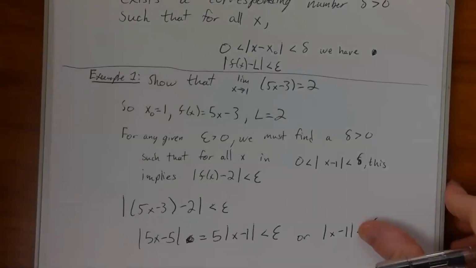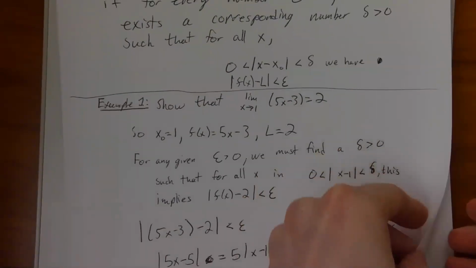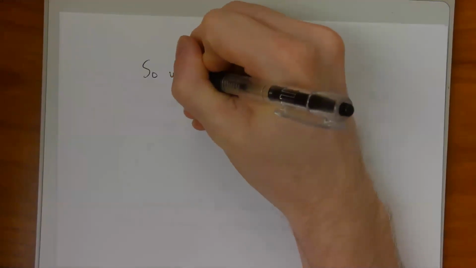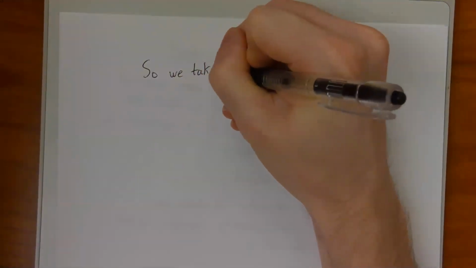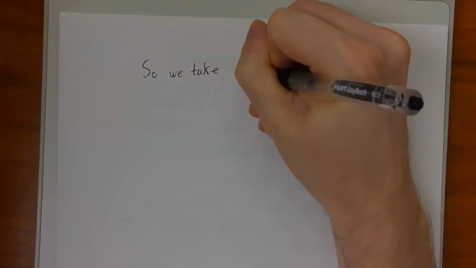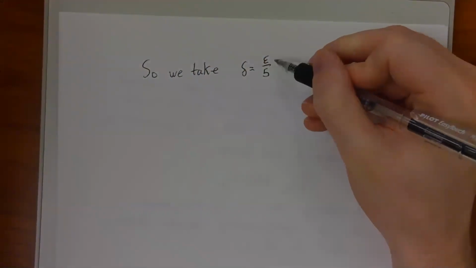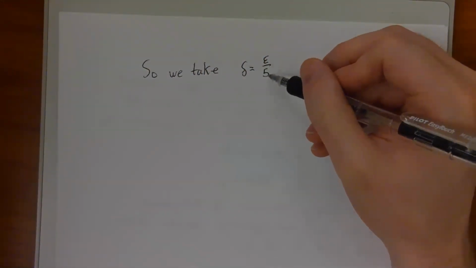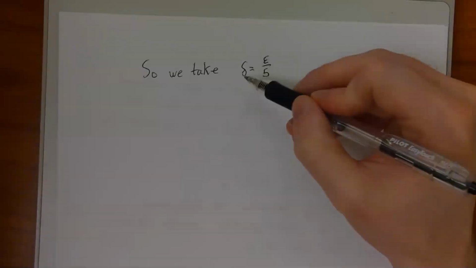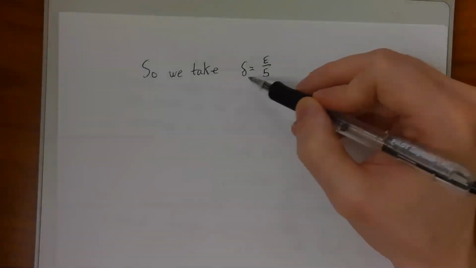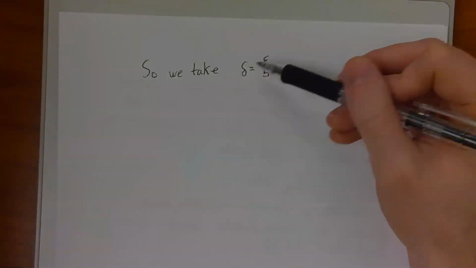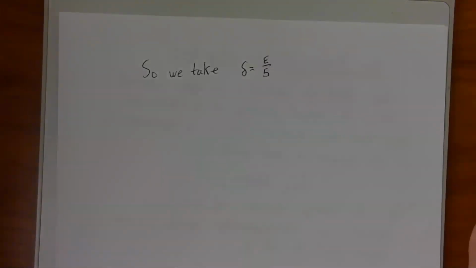So what happens if we take delta equal to epsilon over 5? Epsilon is some positive value, so epsilon divided by 5 is some small positive value. So we let delta equal that, because we need delta to be a positive value as well. And if we let it equal epsilon over 5, it's still a positive value.